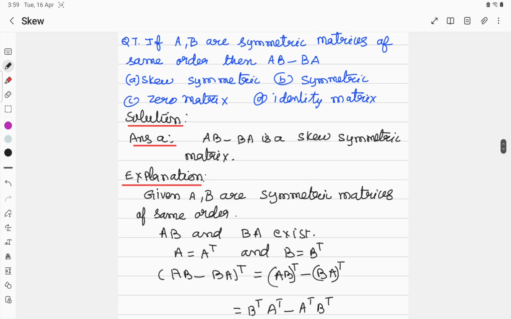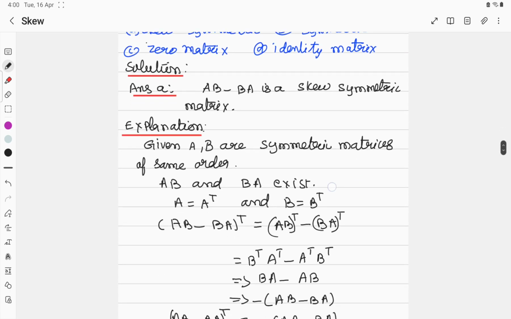Question number 7. If A and B are symmetric matrices of same order, then AB minus BA is: A skew symmetric, B symmetric, C zero matrix, D identity matrix. Solution. Answer A. That is, AB minus BA is a skew symmetric matrix.